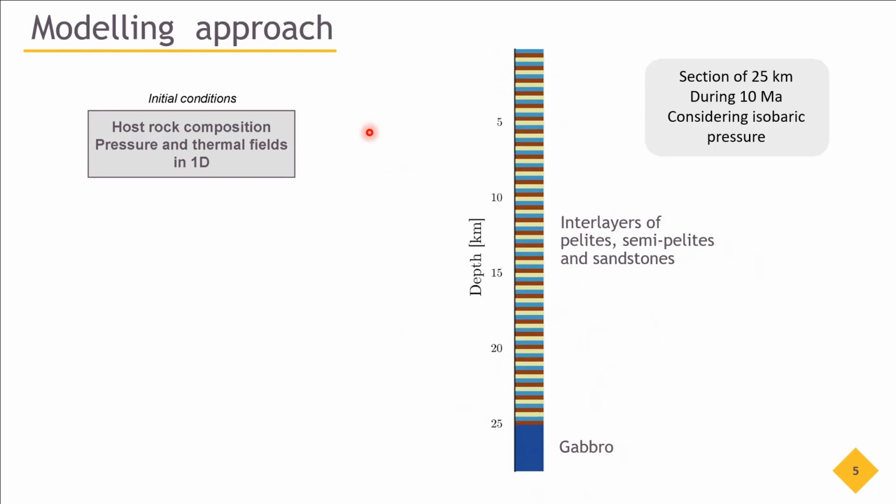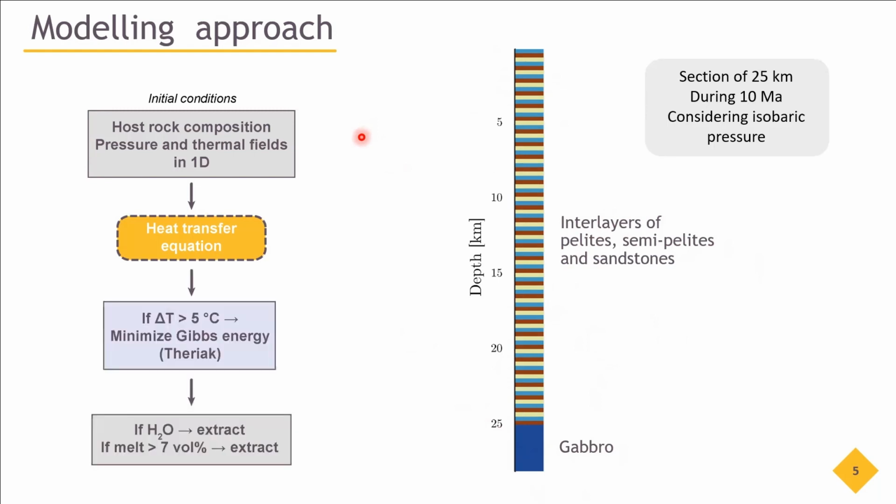So the pressure we consider is isobaric for the whole model, so we have the same pressure over time. And then we solve the temperature equation like lots of people have done in the past, so just a 1D heat transfer equation. And now that we have a pressure and temperature, we can call thermodynamics.